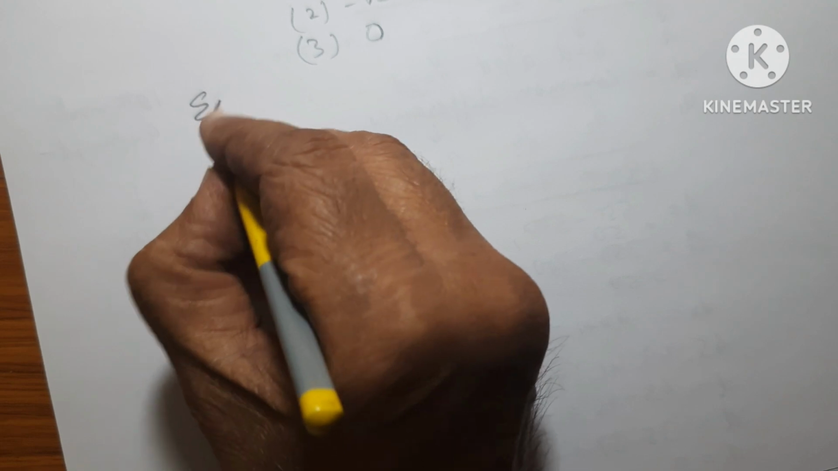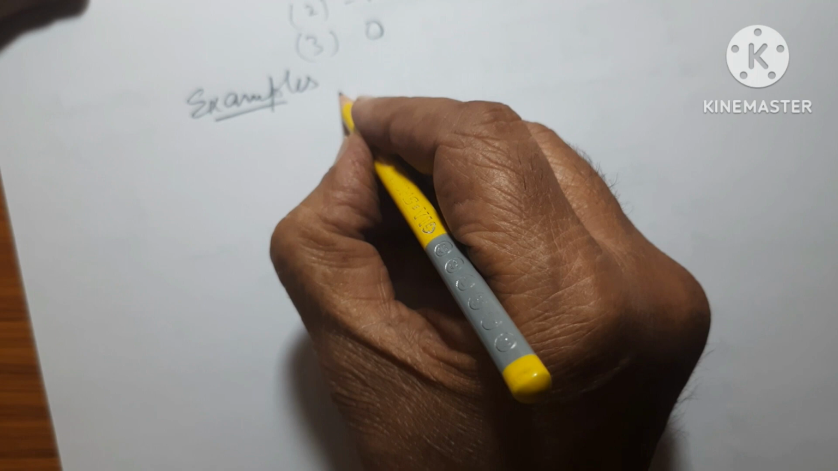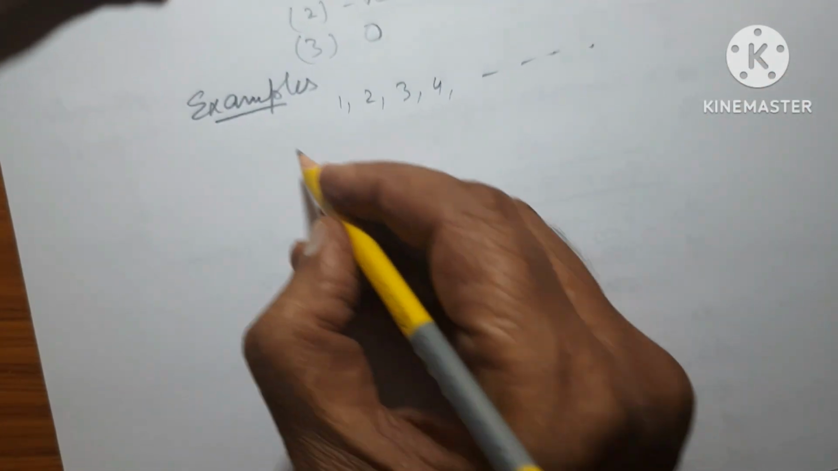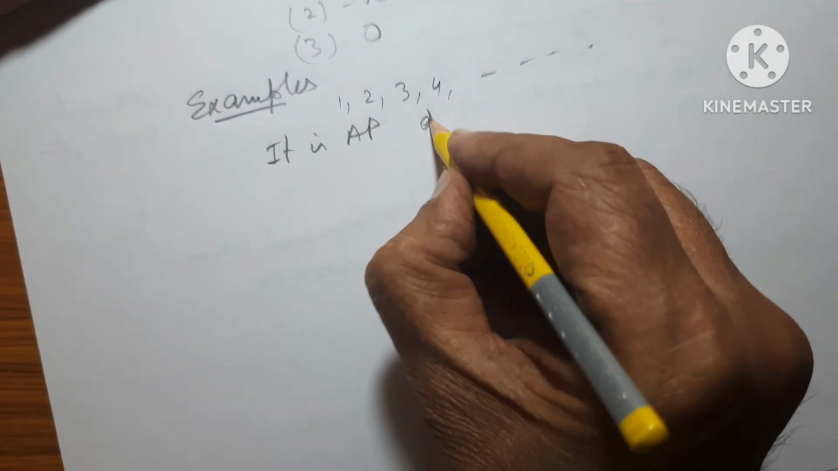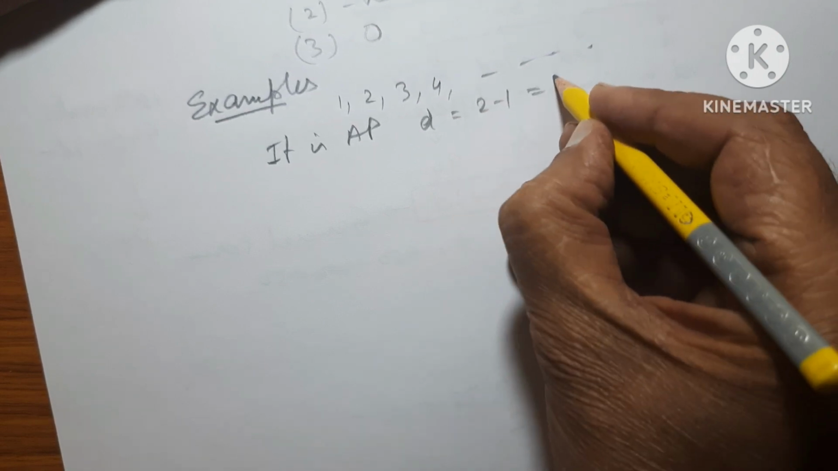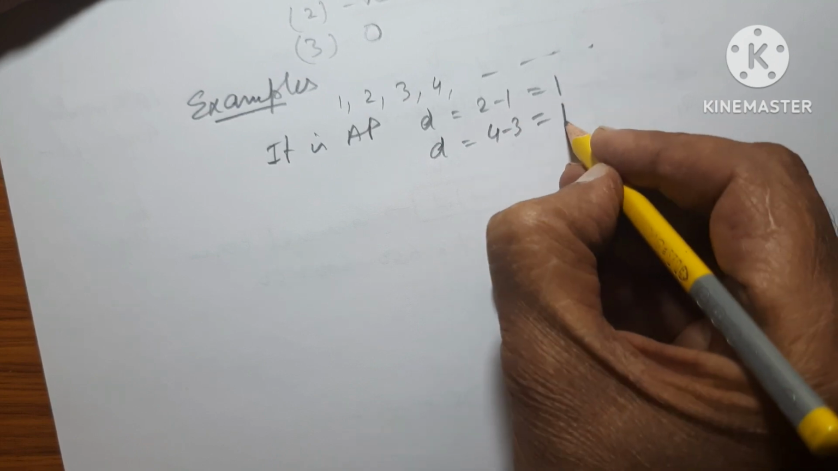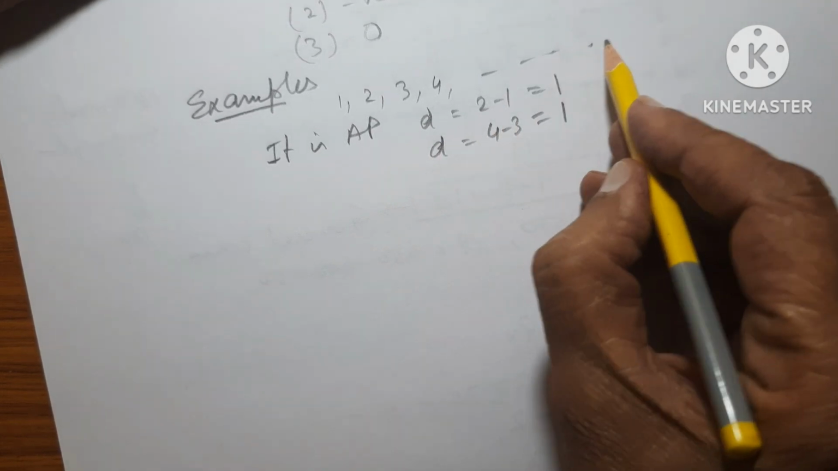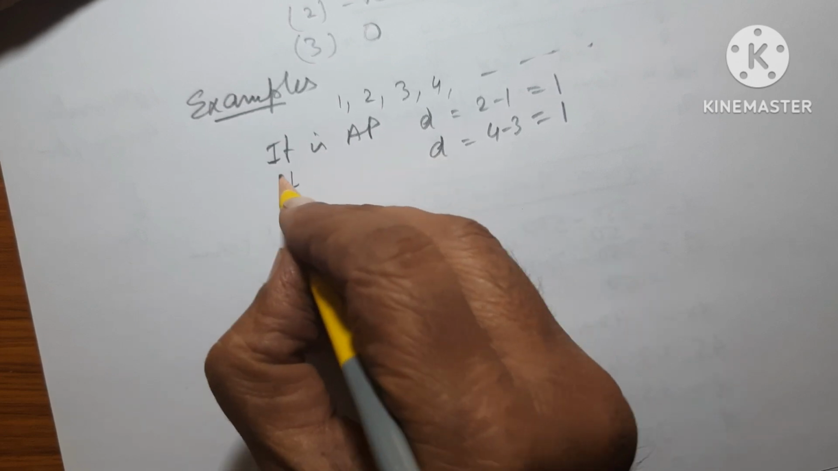Different examples of the arithmetic progression. Examples: 1, 2, 3, 4 and so on. It is an AP, arithmetic progression, because d is equal to 2 minus 1 is equal to 1. You can calculate 4 minus 3 is equal to 1. So it is an AP and it is infinite because the numbers continue. This is an infinite AP.